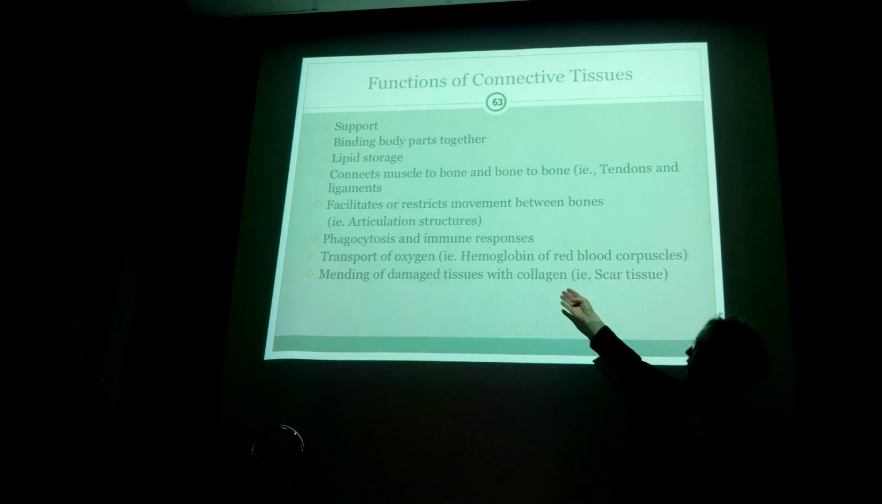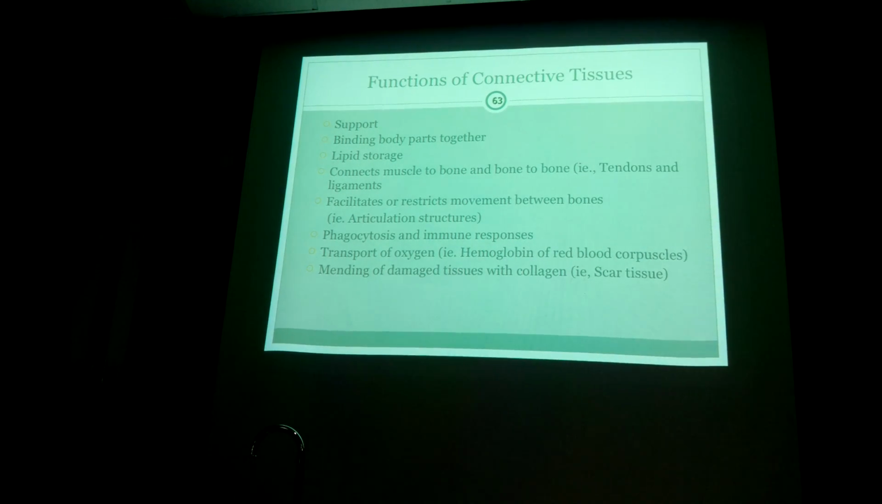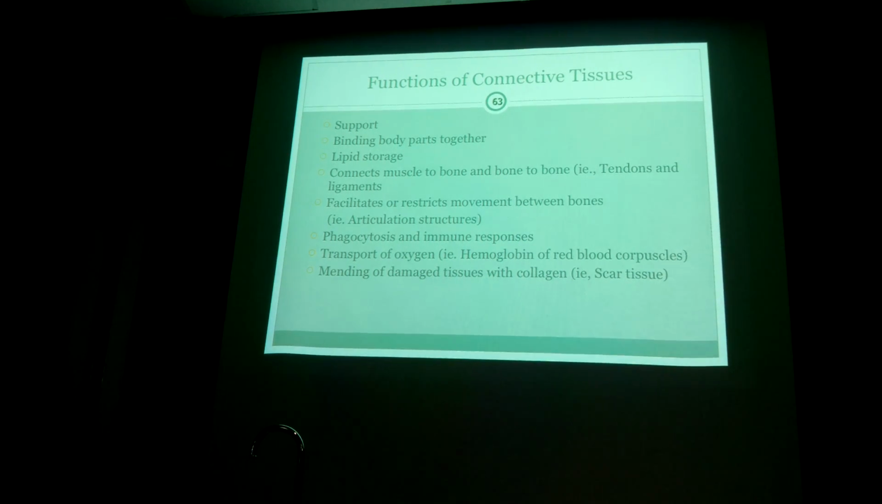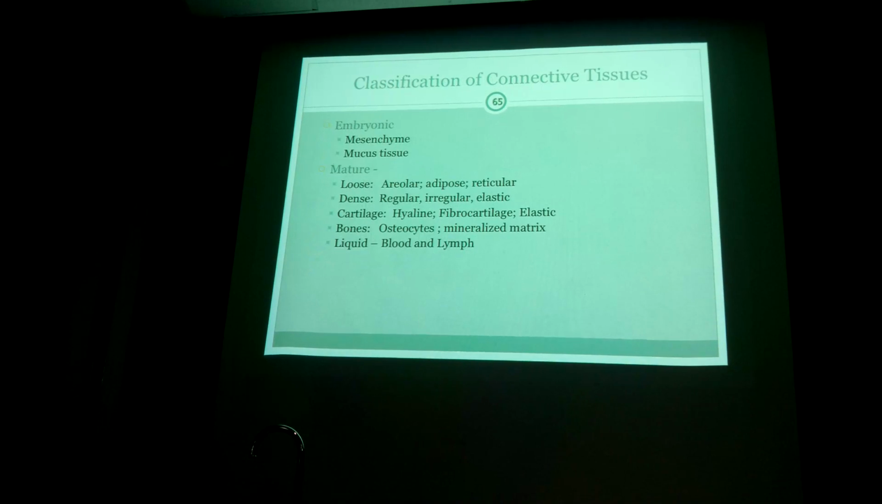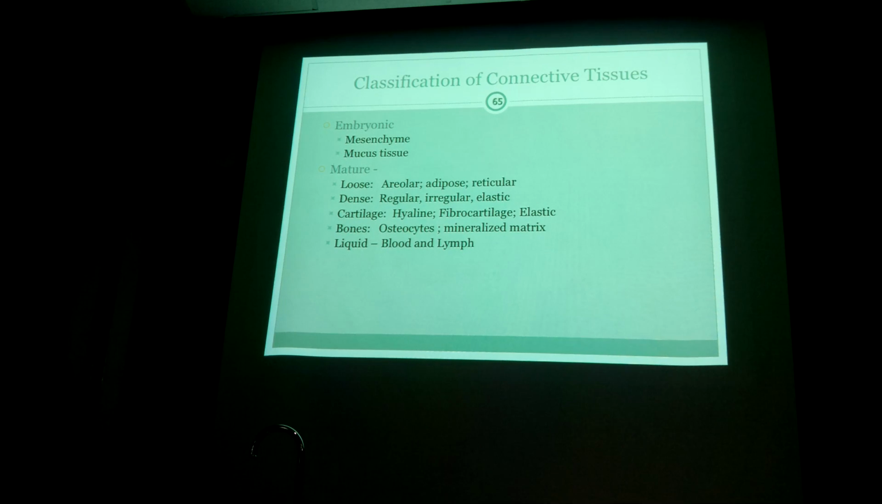And collagen, of course, scar tissue, mending of damaged tissue is all part of connective tissue. And then when we start dissecting the bodies, you're going to come up with a lot of connective tissue. You'll be surprised how much there is. Now, connective tissue can be embryonic or mature. When we refer to embryonic connective tissue as mesenchyme, and it says up there mucous tissue, this is not mucus like what is produced in our nose.